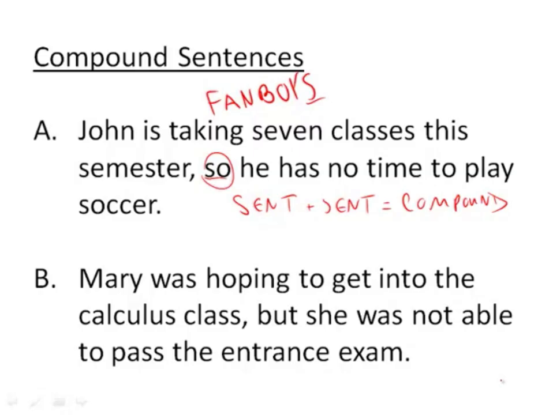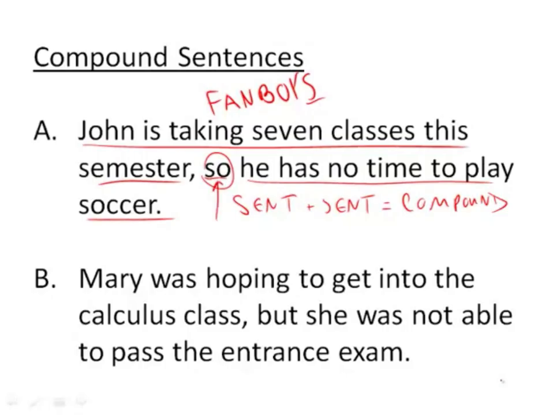So let's look at A. John is taking 7 classes this semester. That's a sentence. He has no time to play soccer. That is another sentence. They are both independent clauses joined by "so," and therefore we have a compound sentence.